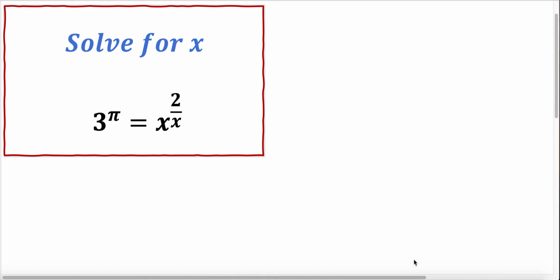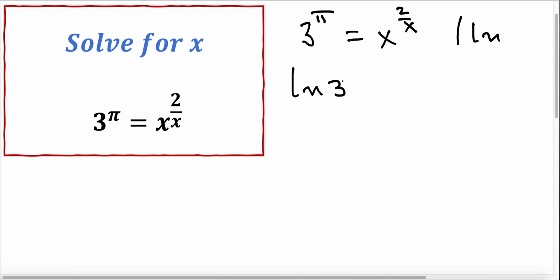Solve the equation for x. Okay, so let me rewrite this equation: 3 to the power pi is equal to x to the power 2 divided by x. Let's take the ln of this equation. We have ln of 3 to the power pi is equal to ln of x to the power 2 divided by x. Now let's put the power in front of the ln.